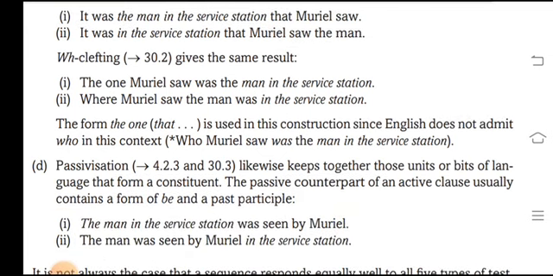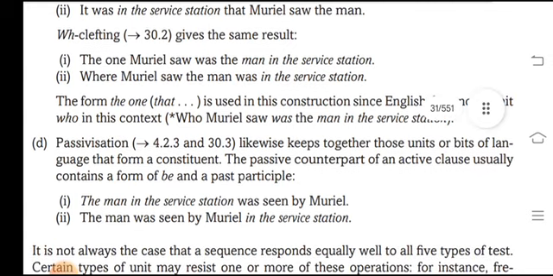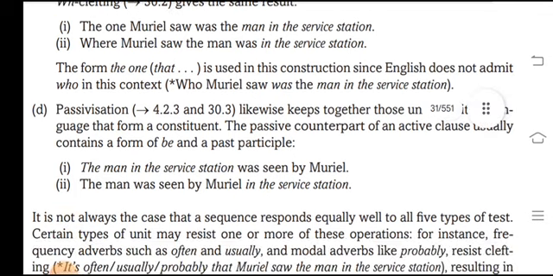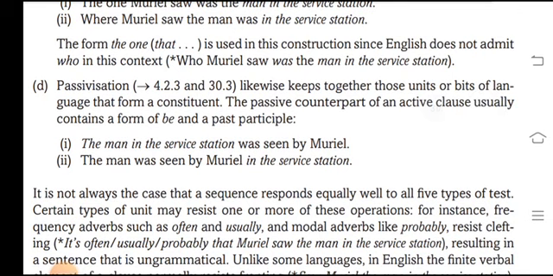WH cleftings give the same result. The one Muriel showed was the man in the service station. Where Muriel showed the man was in the service station. The form who is used in these constructions, and since English does not admit who in this context, who Muriel showed was the man in the service station.